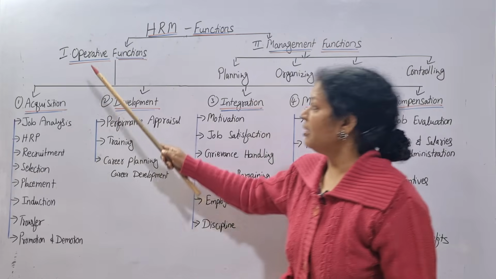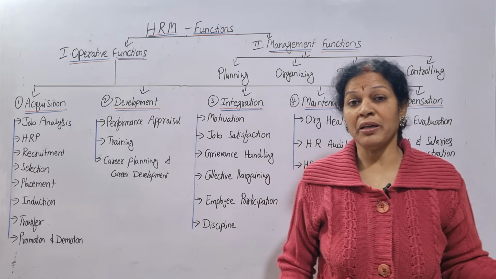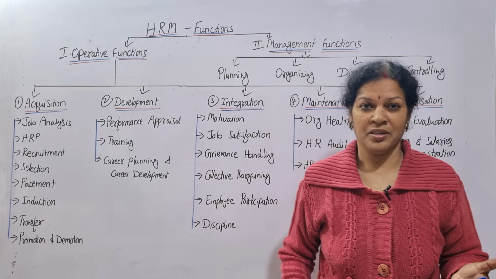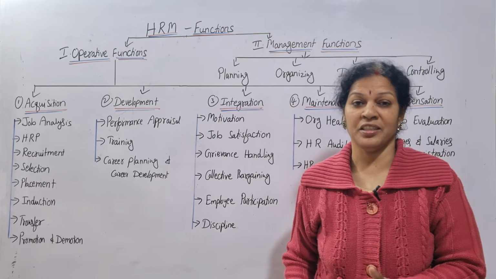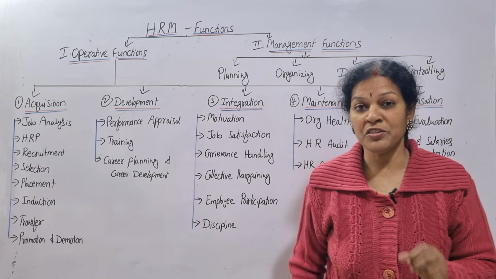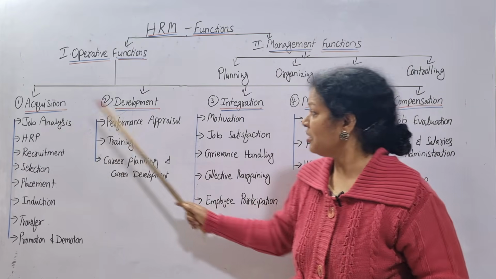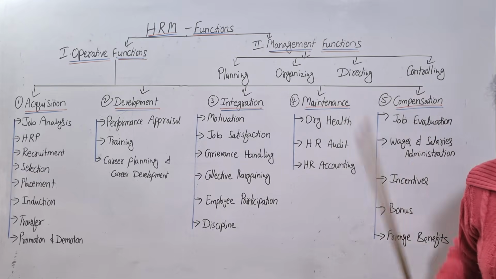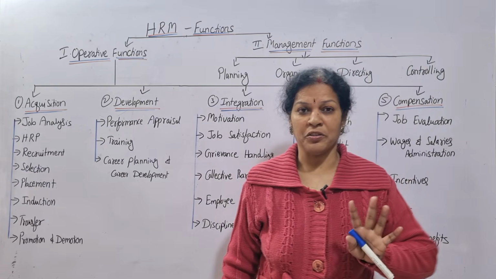Now coming to the operative functions. How is the HRM department going to work? Operating means regular activities, daily activities, daily handling of things. That we call operating functions. There are 5 types of operating functions: acquisition, development, integration, maintenance, and compensation. The HRM department is going to handle in these 5 ways.